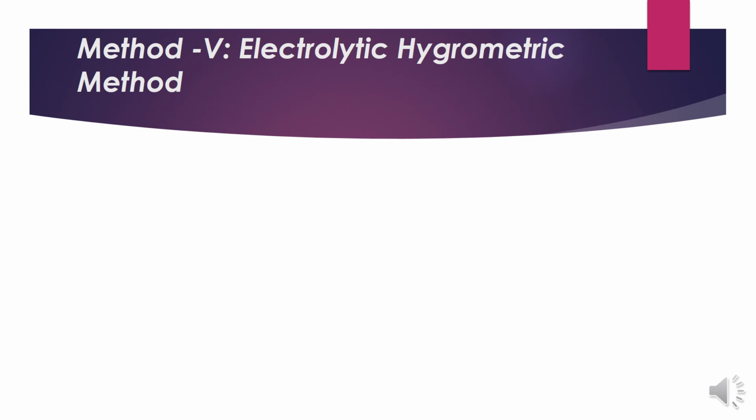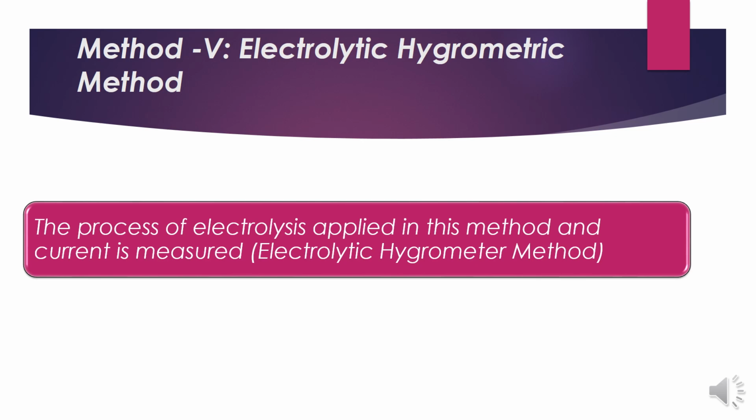The final method for moisture content determination according to USP is the electrolytic hygrometric method. The process of electrolysis is applied in this method and current is measured. Electrolysis is applied to the water content, and the amount of current that was required to cause the electrolysis of the water is measured, and that provides the reference of the water content available in the sample.